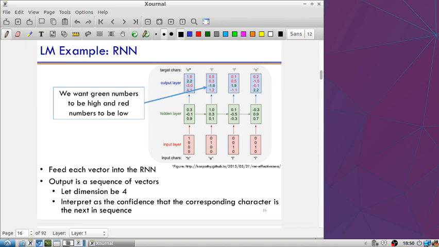For input H, our output is going to be E, and similarly for the other ones. Okay, and the output is going to be 4-dimensional because our vocabulary size is 4.